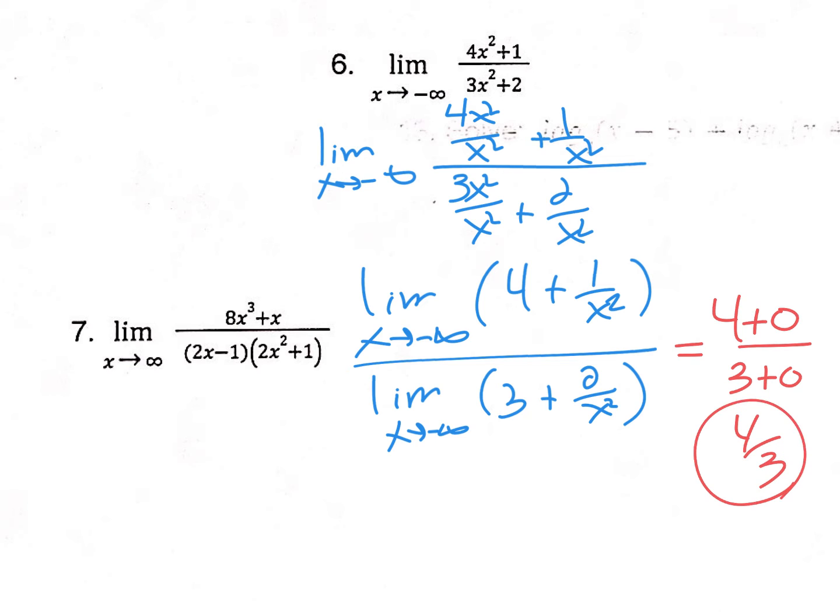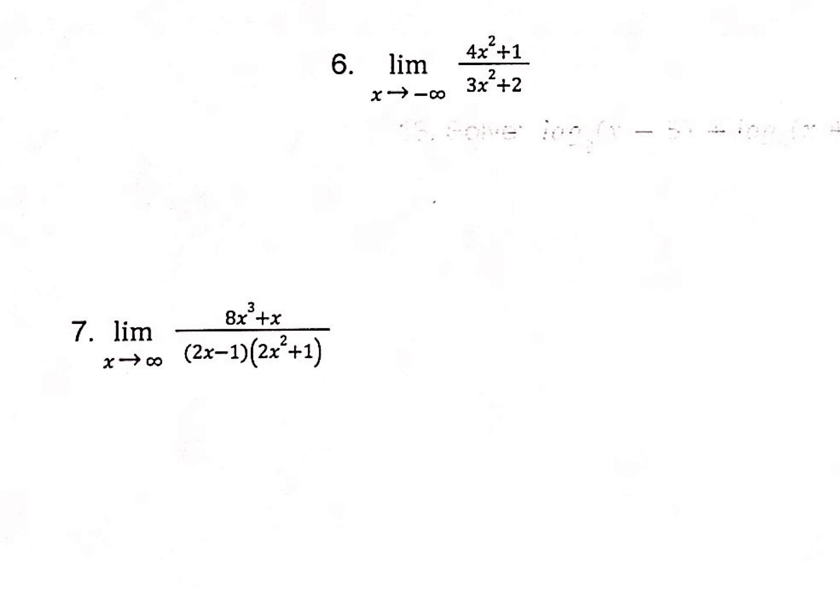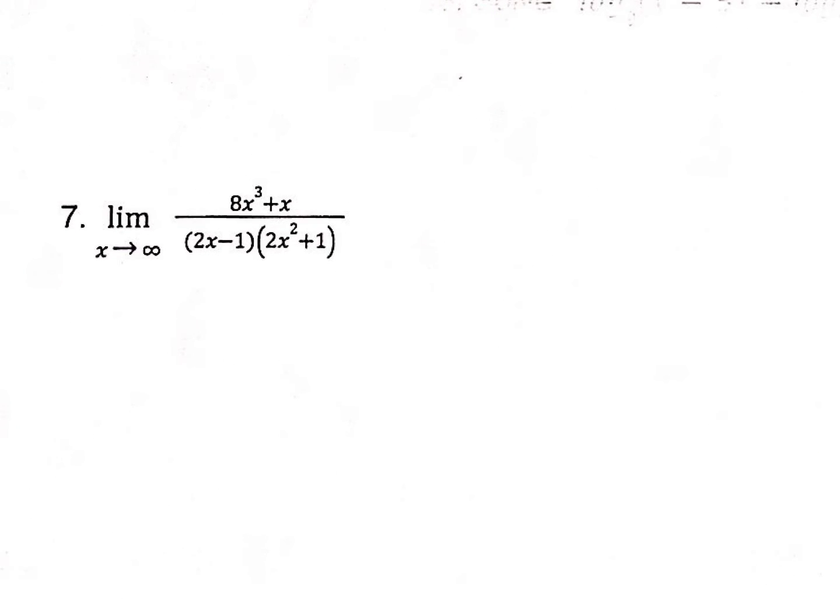And you probably knew that before we started because of the horizontal asymptote rules that we talked about this week. Okay, degrees were the same, so leading over leading, 4/3. You kind of know the answer before you start. Number 7, toughest one on the front probably.